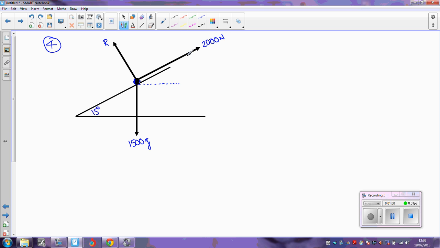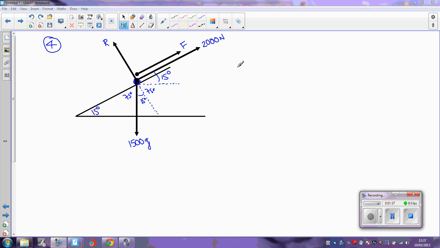Now, if I got rid of that 2000 newton force, the skip would slide down the slope. So I'm going to assume that the frictional force is also acting in that same direction, and I'm going to call that F. And if we just put on the other angles here, I've got a 75-degree angle there. If I just extend this line, in the opposite direction to R, this angle must again be 15 degrees. Here I've got 75 degrees, and I'm assuming all these forces are acting at one point, but there's 15 degrees there.